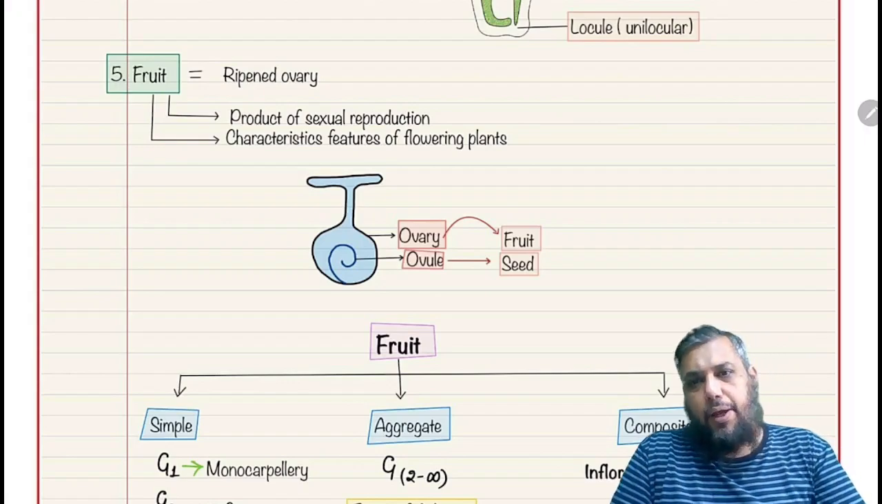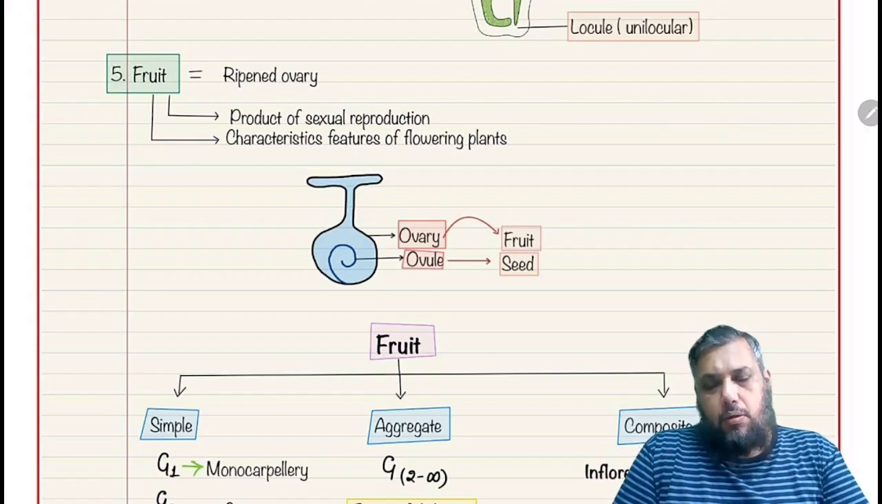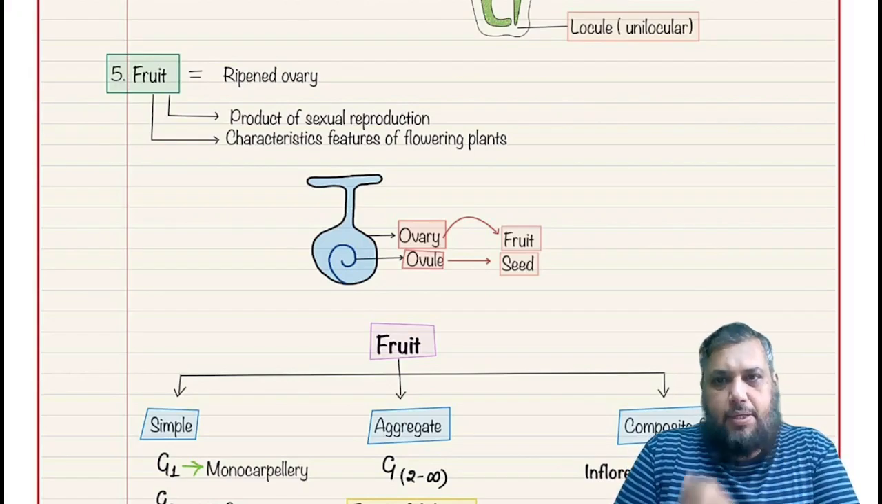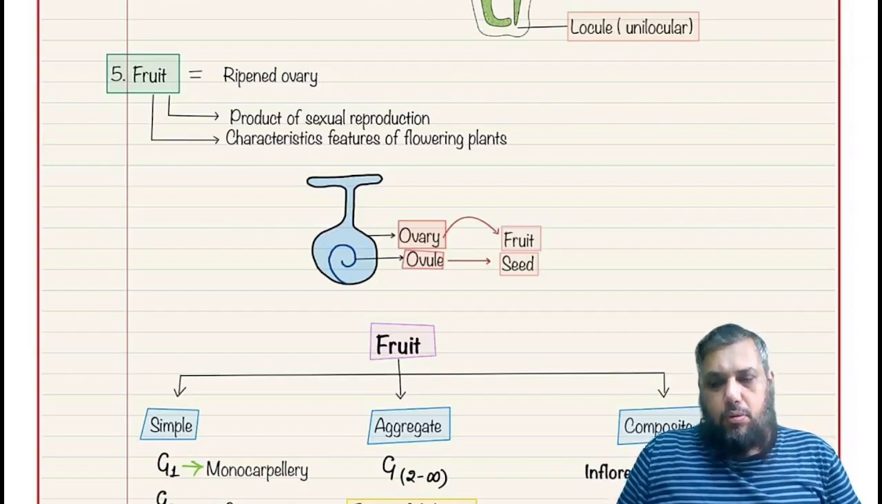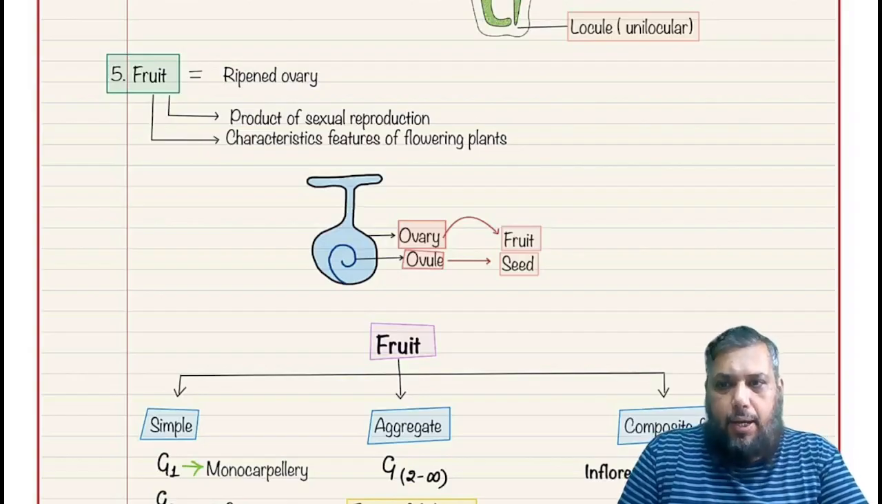So as we are done with the gynoecium, and we have spoken about the placentation and all those things. Now let us continue with the fruit and the seed first, right?